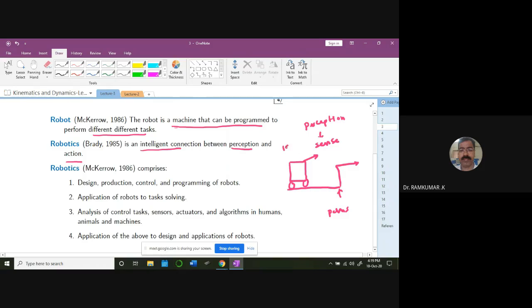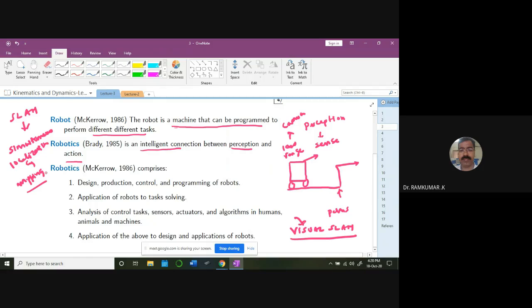You can have laser range finders, or you can have a camera. It's very powerful nowadays. Now they call it visual SLAM, an area that is picking up nowadays. Just type in Google what is SLAM, and you will come to know. It is an important area. It's called simultaneous localization and mapping. So visual SLAM means the robot has to simultaneously localize as well as map the environment using a camera sensor. That's visual SLAM.